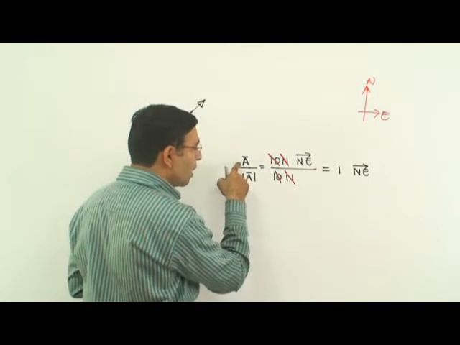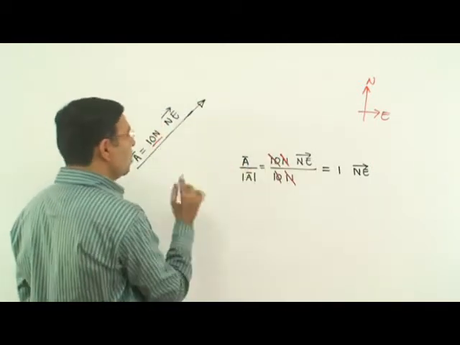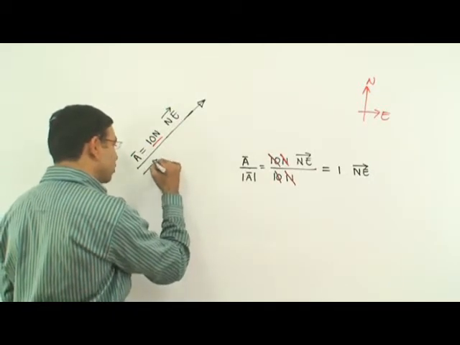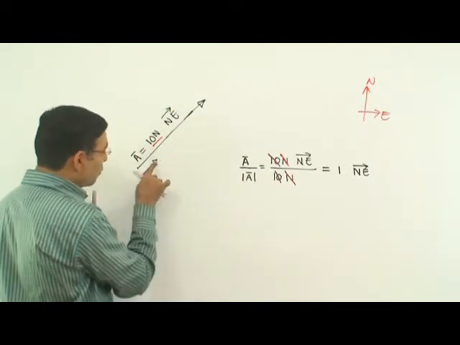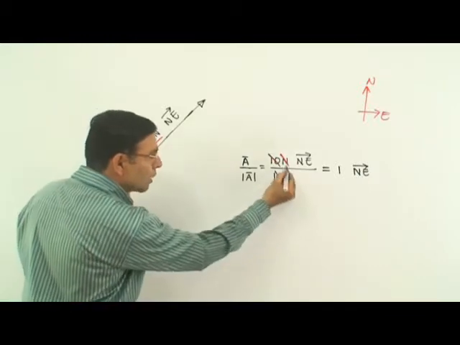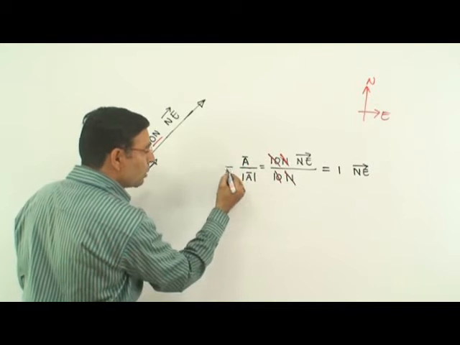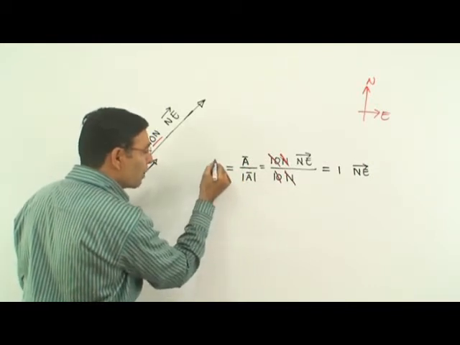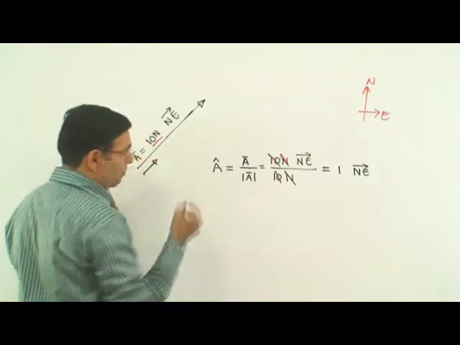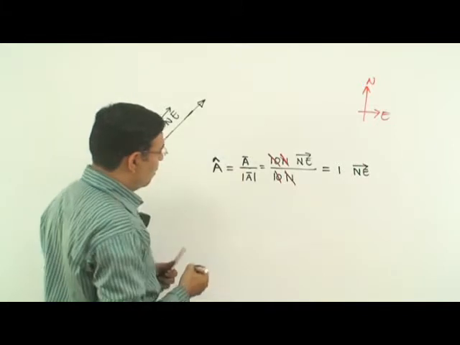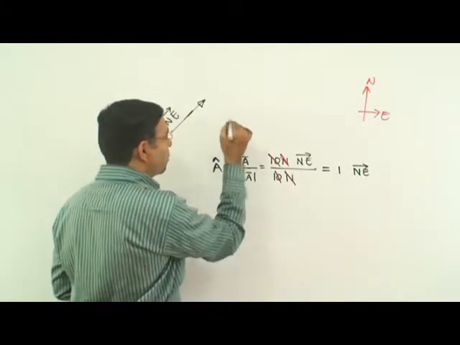Vector A is 10 Newton towards northeast. What I am getting now is just number 1 in the northeast direction. Just number 1. A length of 1 unit along northeast without any unit. Remember, Newton is also getting cancelled here. This particular thing is called the unit vector of vector A. We denote it by A cap. Fine. So we denote it by something like A cap. Okay. Something like this, A cap. Unit vector of vector A.